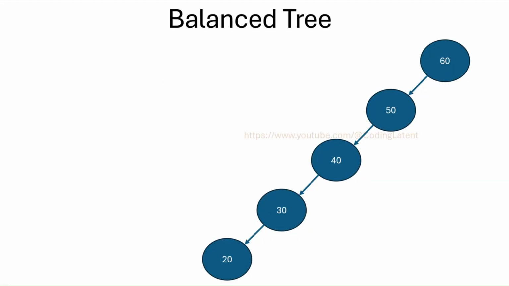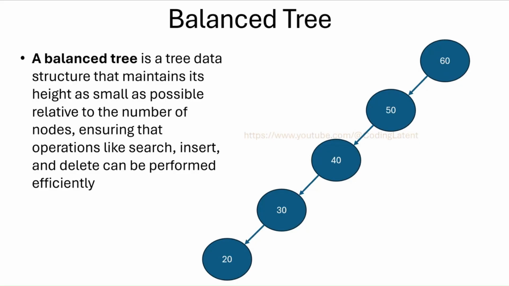What is a balanced tree? A balanced tree is a tree data structure that maintains its height as small as possible relative to the number of nodes in that tree. For example, in this skewed tree, the height of the tree is 5, which is big compared to the number of nodes in this tree. Now, we can balance this skewed tree to ensure that operations like search, insert, and delete can be performed efficiently. How can we convert this skewed tree to a balanced tree?